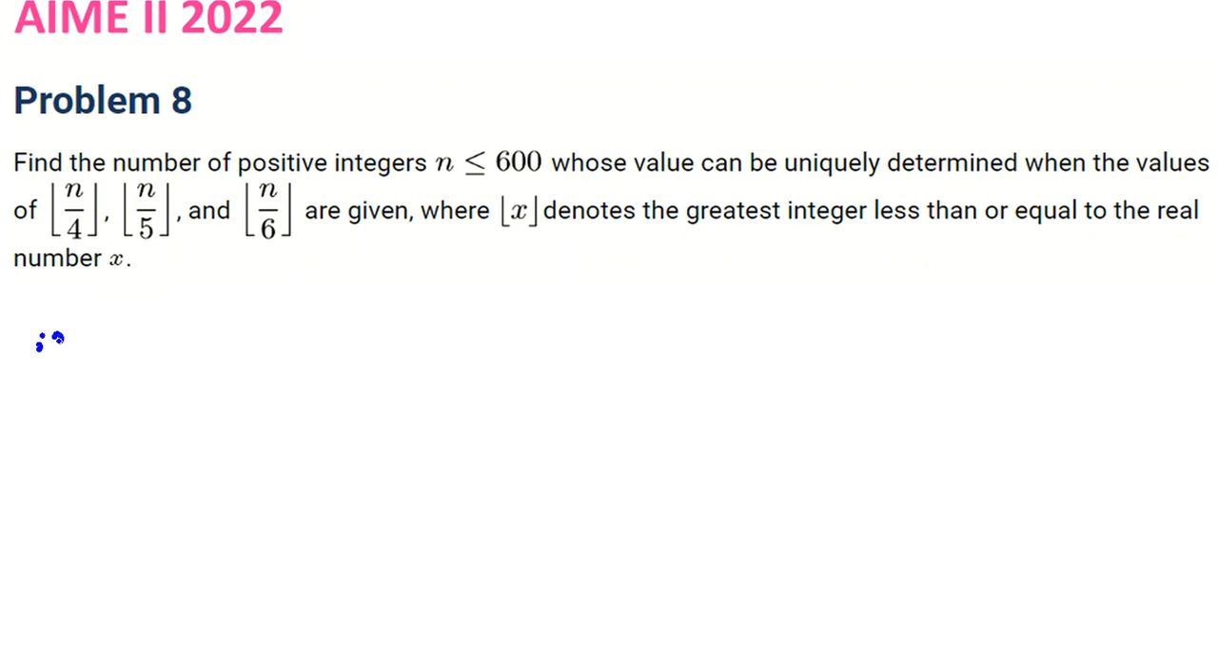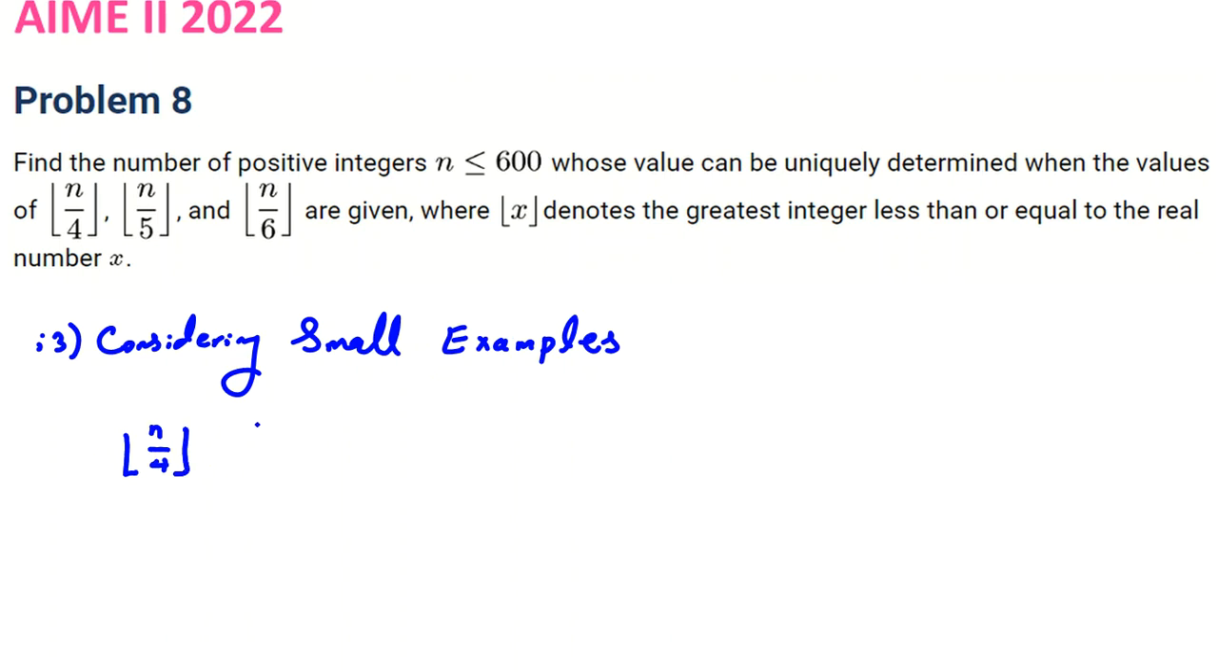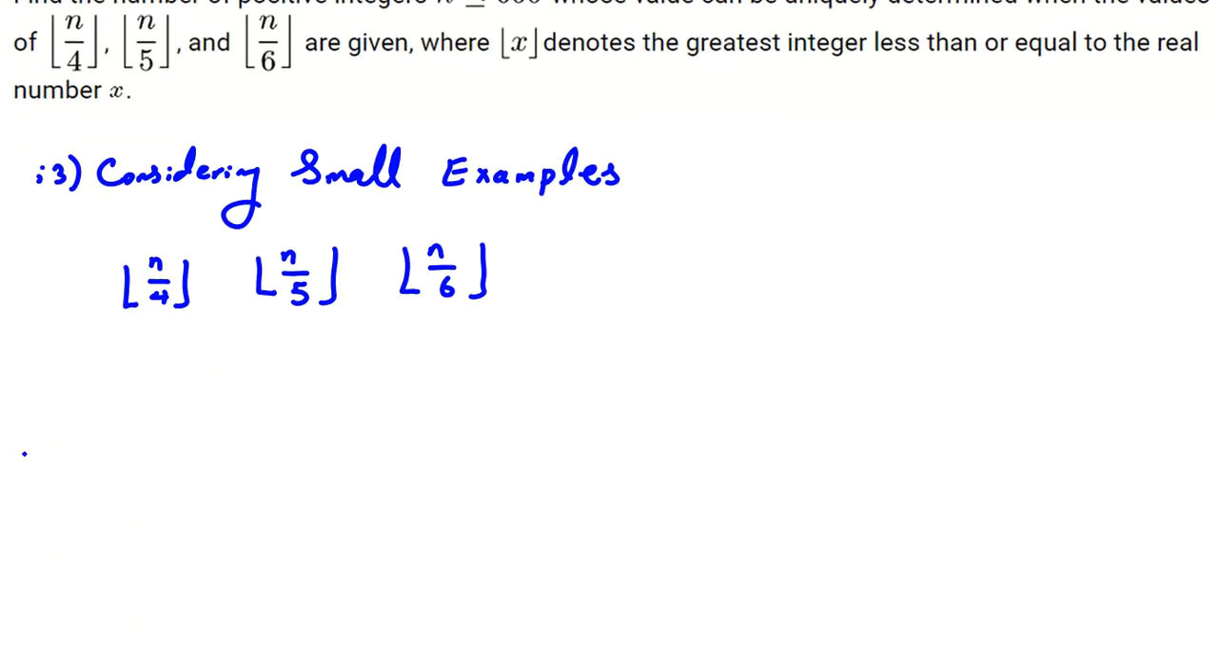So idea 3: considering a small example, which is so much powerful. It's important to get good at this idea, so much useful in AIME, AMC, USAMO, USAJMO, IMO, considering small examples. So here, let's consider the values of floor of n over 4, floor of n over 5, floor of n over 6. If we check n equals 1, let's write n also here, it will be 0, 0, 0. For n equals 2, it will be 0, 0, 0. So n equals 1 and 2 will be bad, because if you see 0, 0, 0, you don't know if it is 1 or 2. So they are bad. If n is 3, it will be again 0, 0, 0. It's not good.